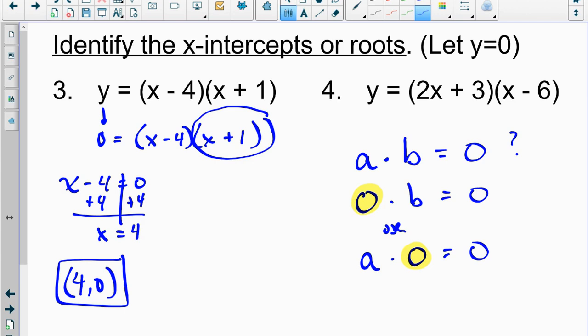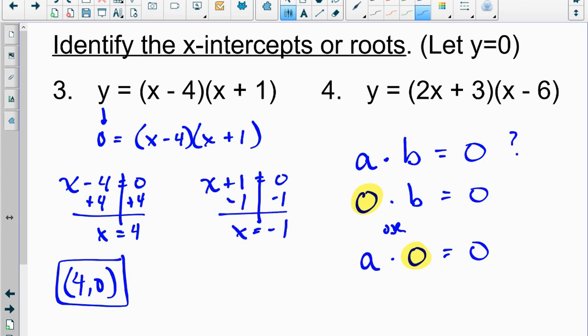What about the other factor? My other factor was x plus 1. Well, how might that equal 0? Well, I solve for x. I see that x equals negative 1. So negative 1 comma 0 is the other x-intercept. So my roots occur at 4 and negative 1 for that quadratic function.